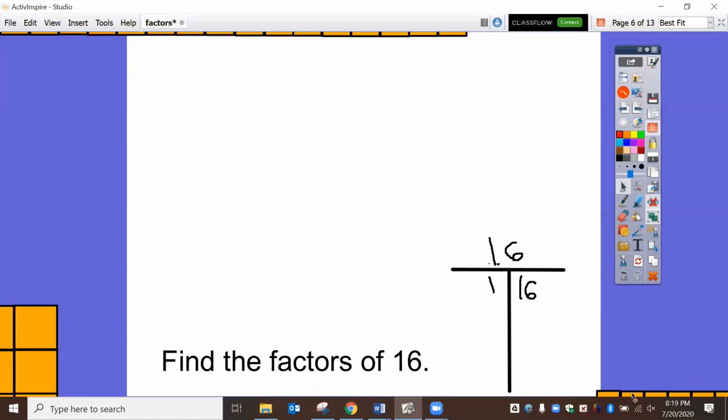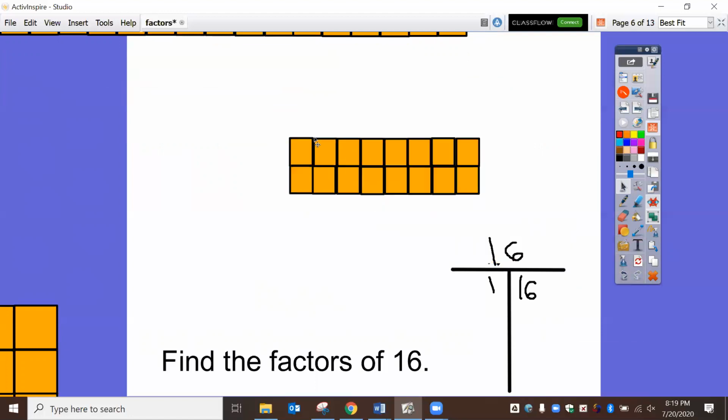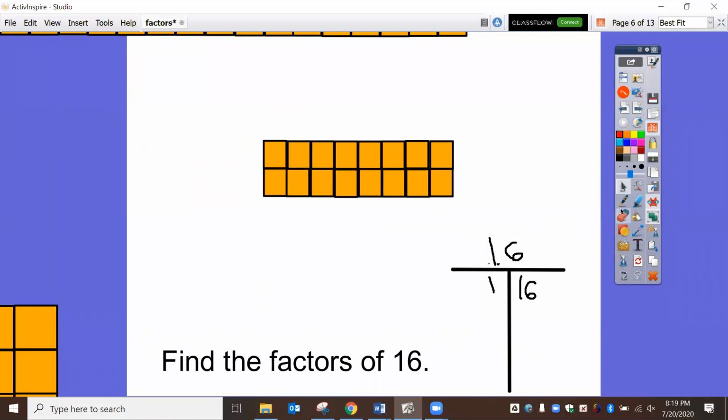What do you think it would look like? Could it look like this? What does this represent? This would be 2. And if I'm finding the area, I'm multiplying by how many I have here. How many? I have 8. So my factors are 2 and 8. So my factor pair is 2 and 8.